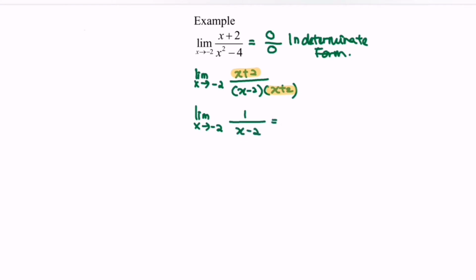Next, what we have to do is substitute the value into the function. And finally, we will have negative 1 over 4. So as x approaches the value of negative 2, the value of the function approaches a value of negative 1 over 4.